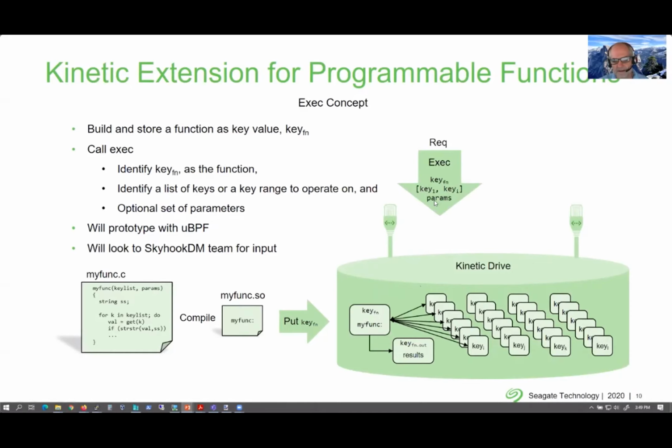Once that exec call comes in, it would access the objects locally, run the function against those objects, and generate a result key value pair that would be returned as a part of the result. But it also would be left around so that you could do a get on that key later on if you wanted to return to the results of that operation. We're initially going to implement this with the user Berkeley Packet Filter, and we're looking to Skyhook for input, because we see this as an interesting feature to take some of that Arrow functionality and push it down to the drive and have it run locally.